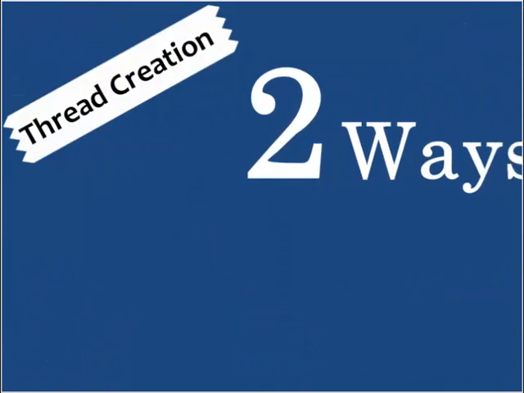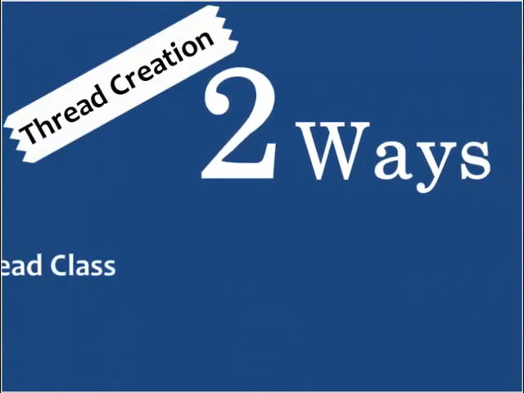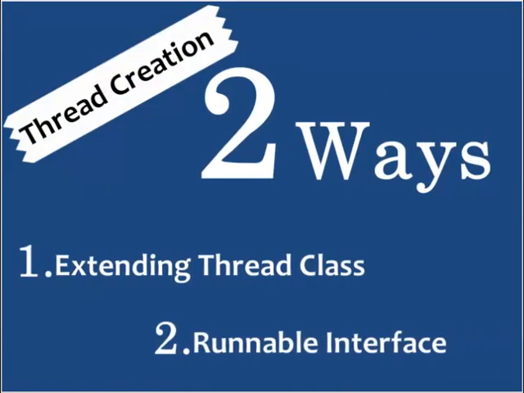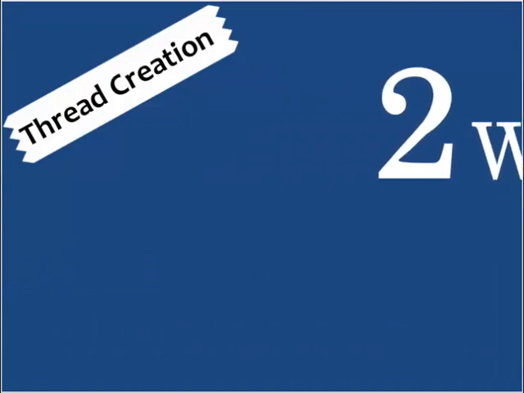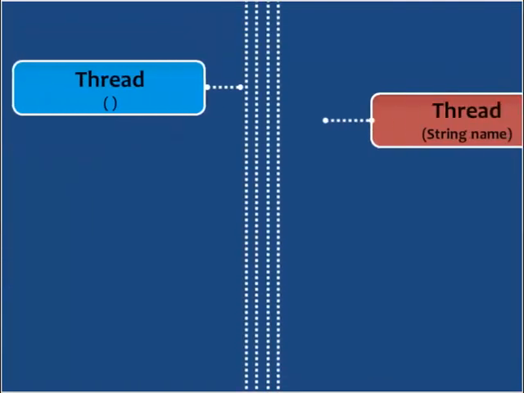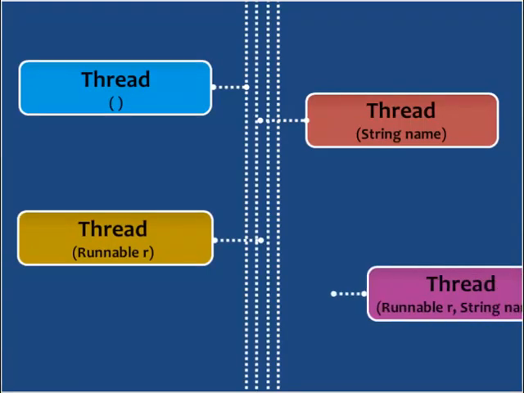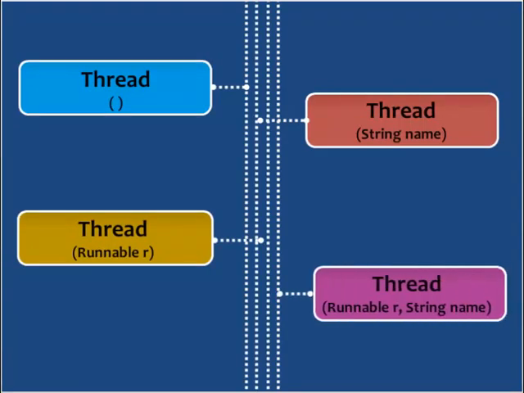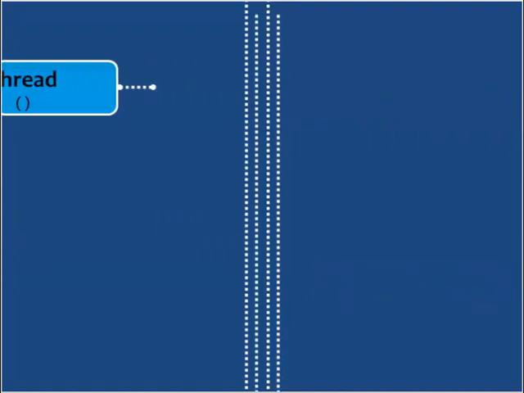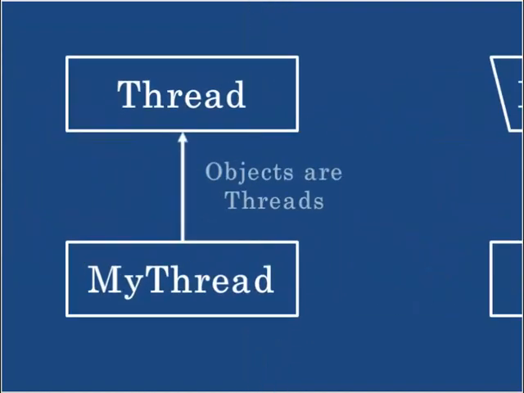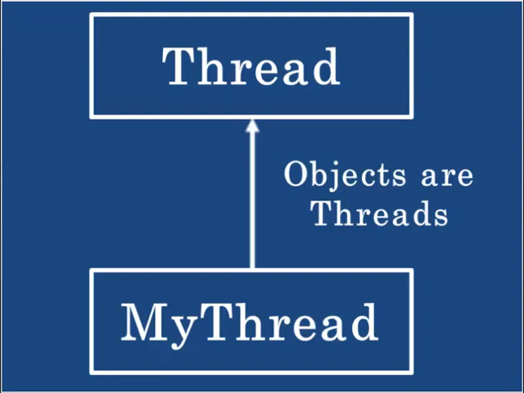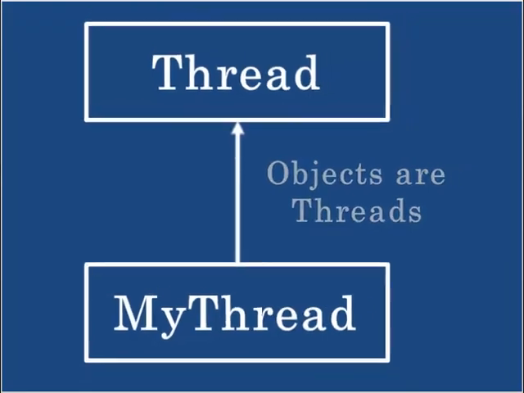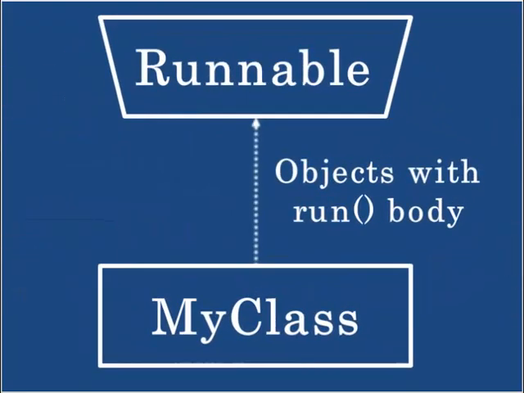A thread can be created in 2 ways: by extending the Thread class, and by implementing the Runnable interface. Thread(String name), Thread(Runnable), and Thread(Runnable, String name) are commonly used constructors of the Thread class. A thread can be defined by extending the java.lang.Thread class, or by implementing the java.lang.Runnable interface. This method must be public with a void return type, and should not take any arguments.